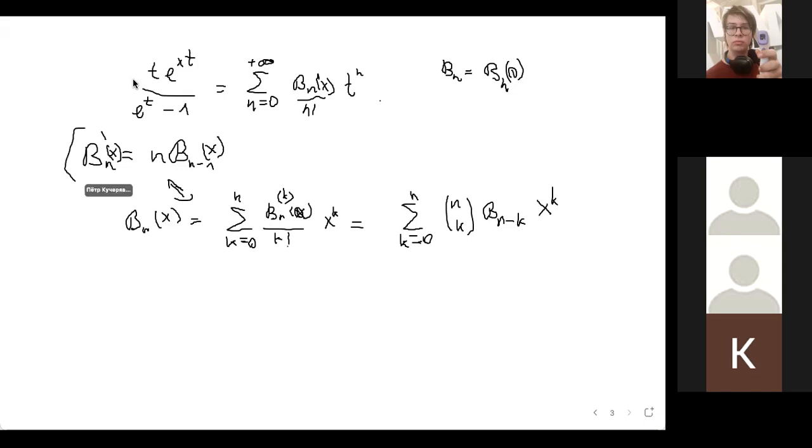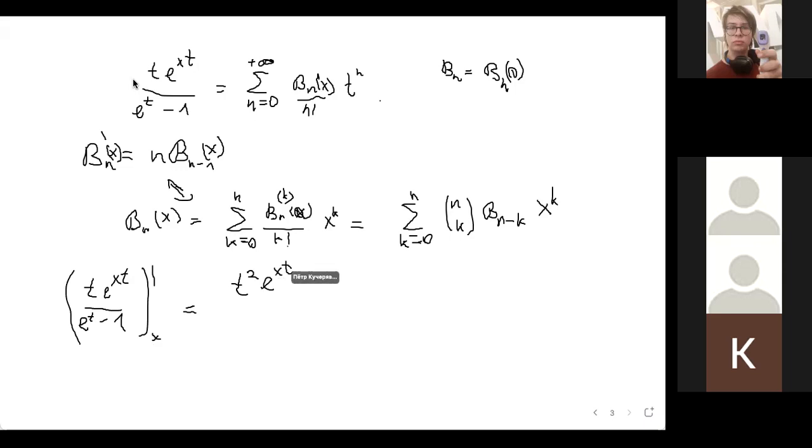So we want to prove this formula somehow from this generating function. Yeah, so all you need to do is differentiate your generating function. Okay, so let me do it, over x. So it is equal to t squared, and then just the same, expressed through the generating function, t minus 1.